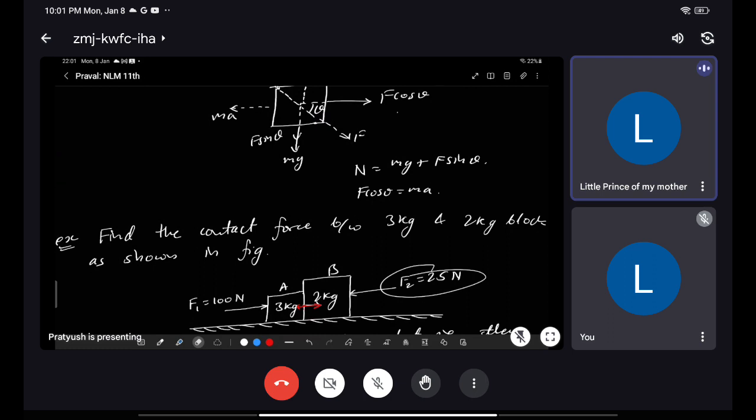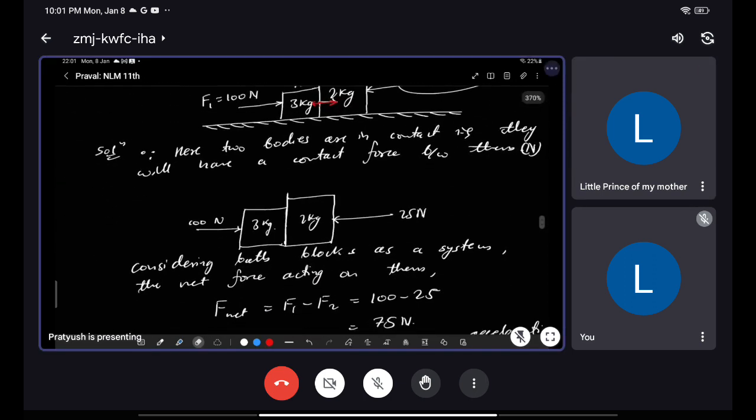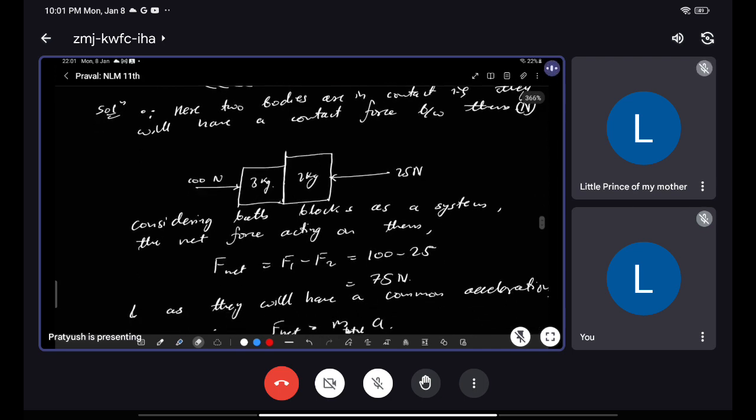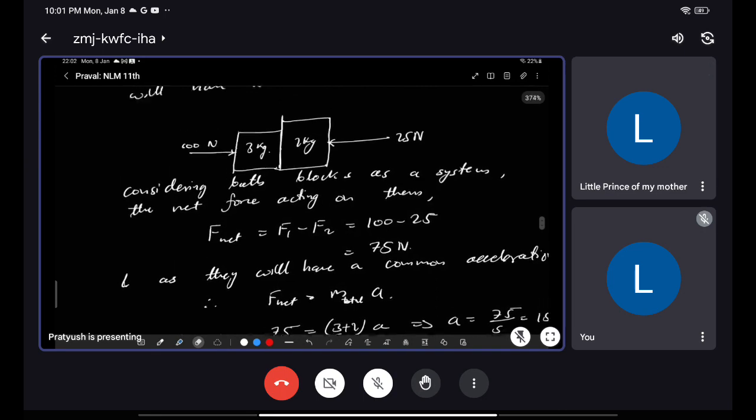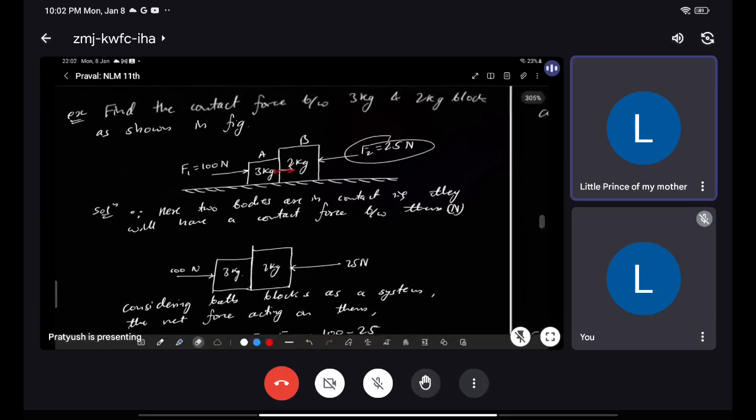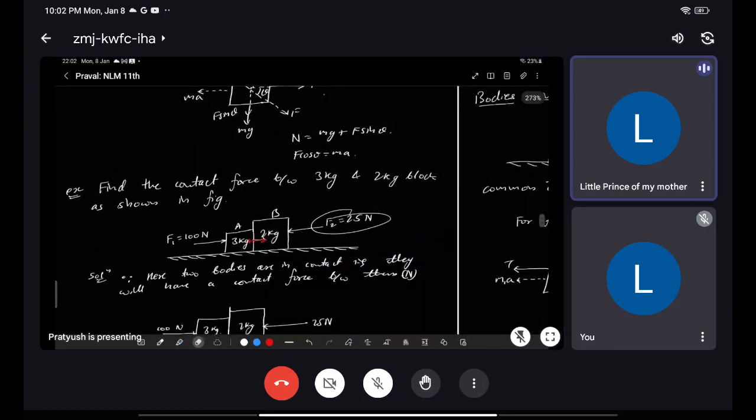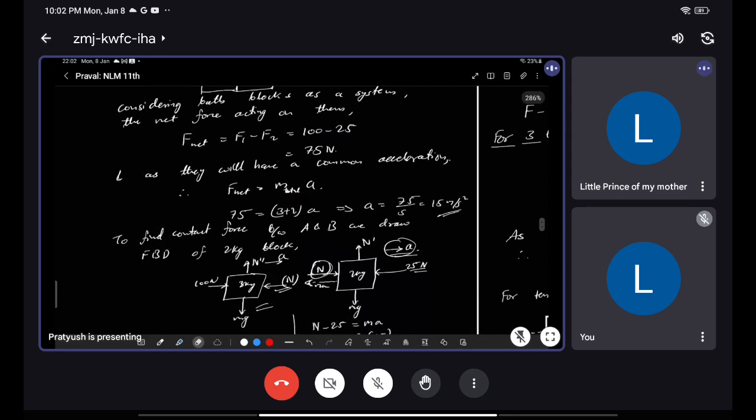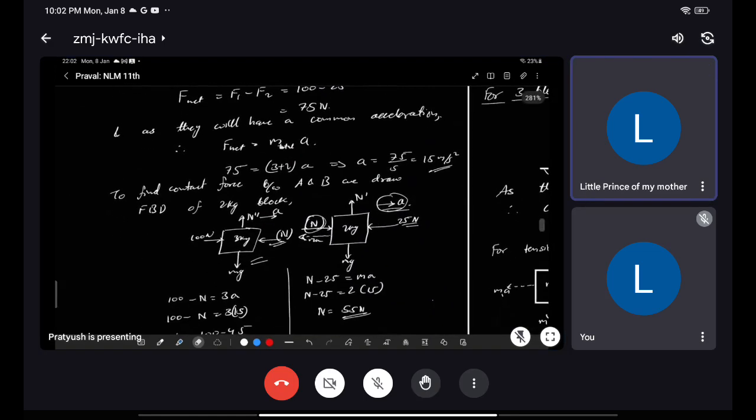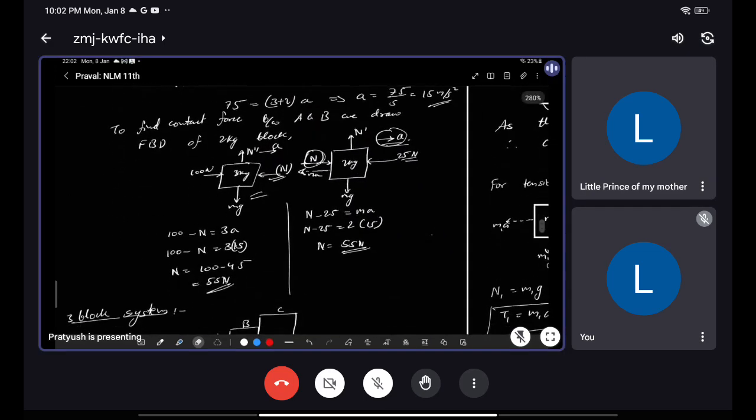Sir, 55, sir. No, 75 is the total force. 55, what are you saying? So you should find a contact force now, sir, between them. Contact force, fine. Contact force is what? 55. Okay, fine, very good. Then 55 is the answer.